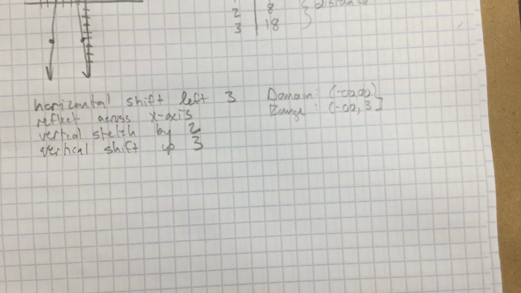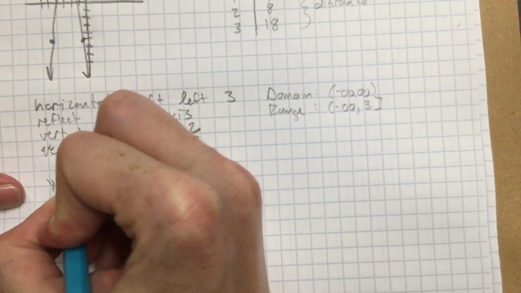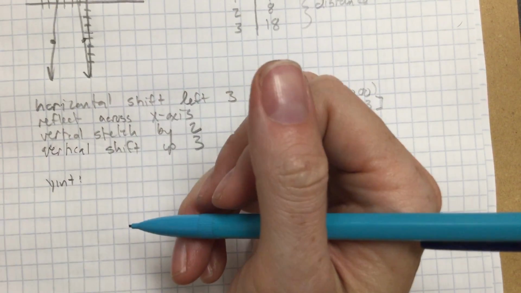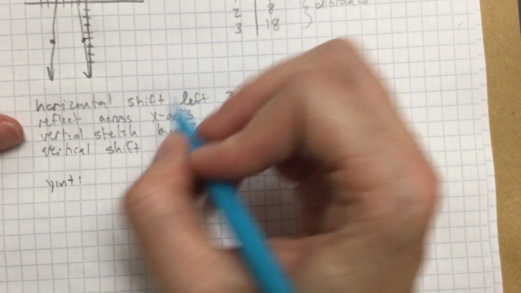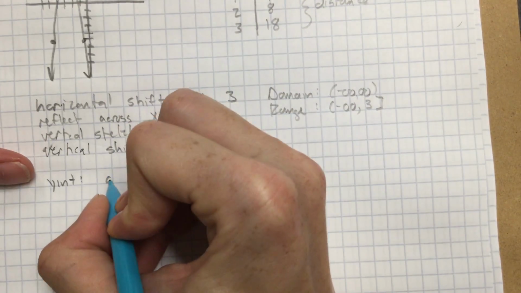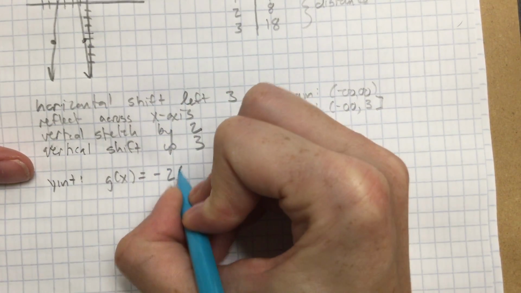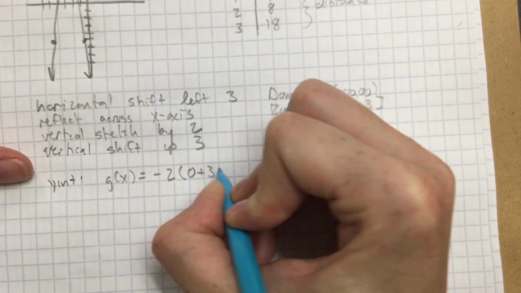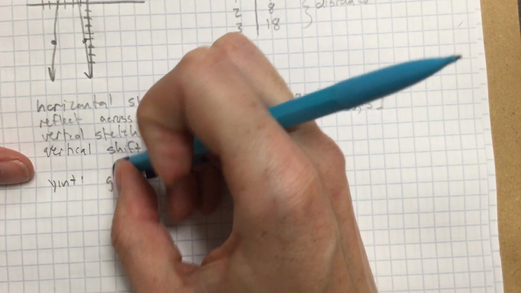is when x is equal to 0. So for my y-intercept, I'm just going to plug a 0 in for x. So if we do that, I get g of x is -2 times (0 plus 3) squared plus 3.